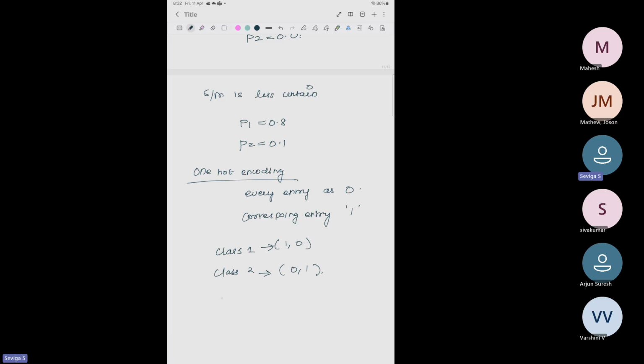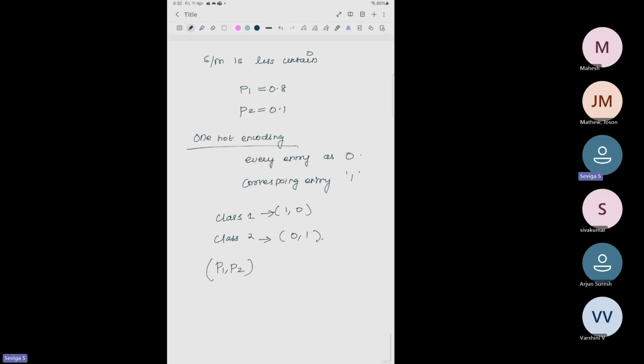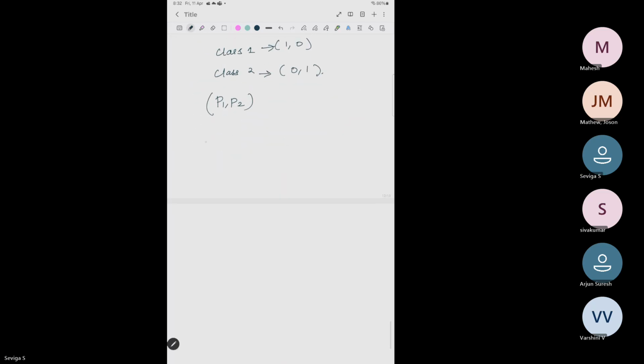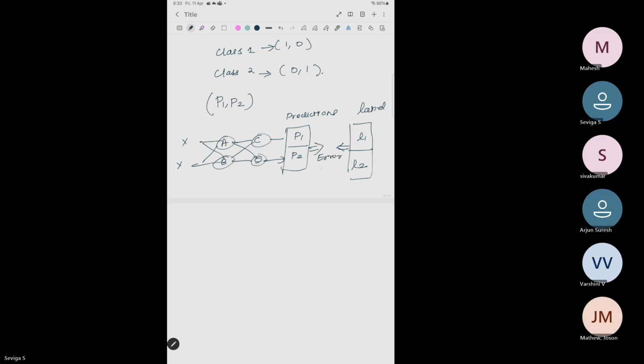Similarly, our predictions P1 and P2 can be written in list form. So what we are essentially doing here is, we have our neural network, which has two predictions, P1 and P2. We will compare them with the label using an error formula. This error formula will give the error.